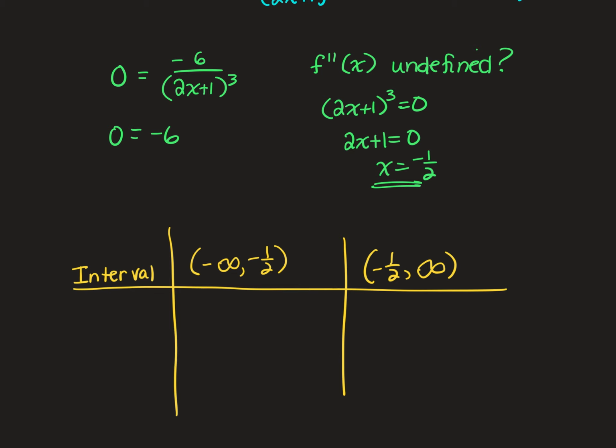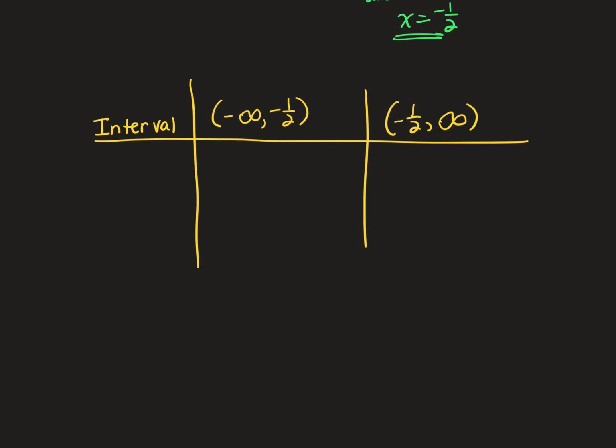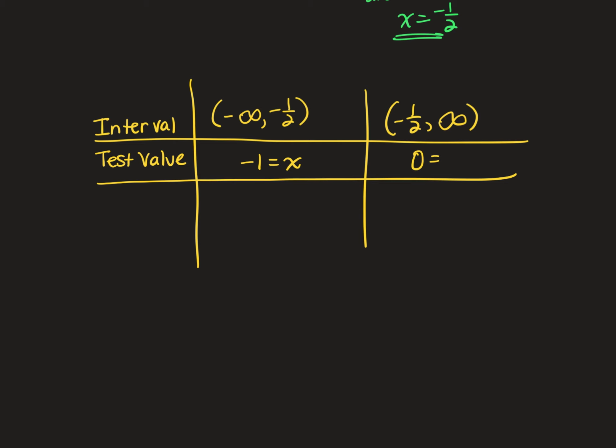I have to decide, are they concave up or concave down? I do that by figuring out my test value in that interval. So between -infinity and -1/2, maybe -1. And between -1/2 and infinity, maybe I pick 0. And then I look at what happens when I plug in to f double prime of x. Is it positive or negative? That's what we're looking for here.